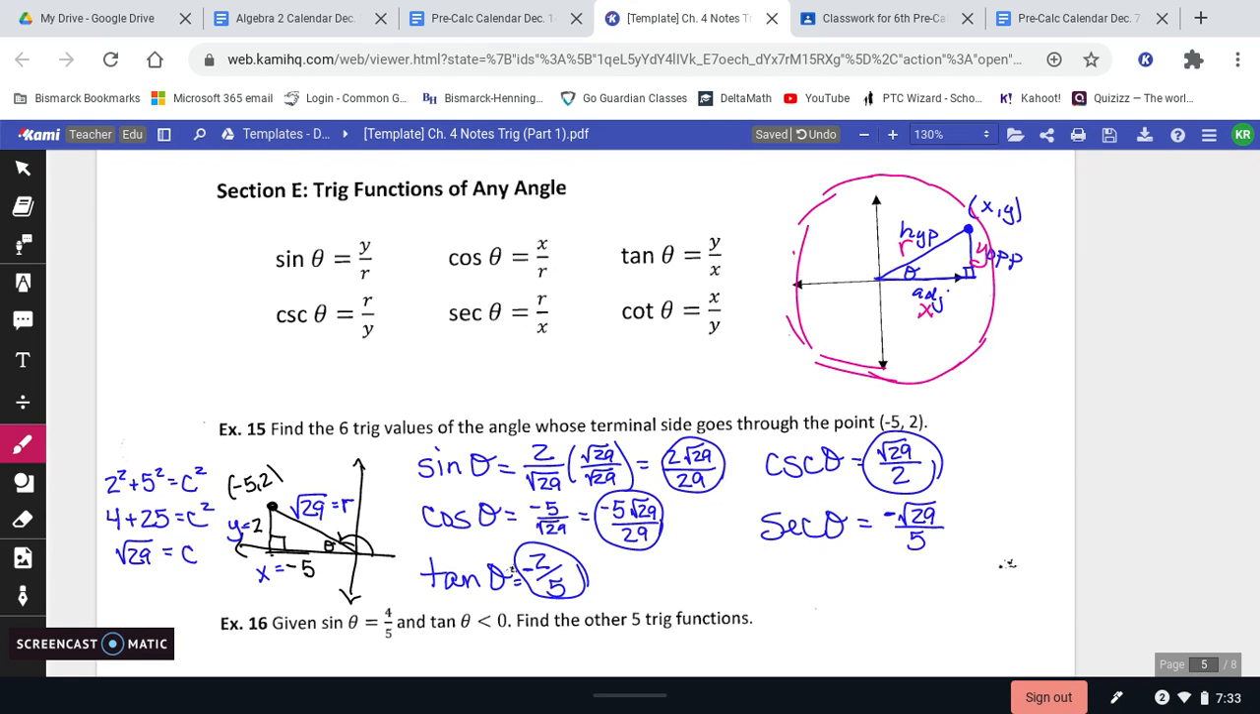Make sure it's negative. Doesn't matter where the negative is. And then cotangent would be -5/2.